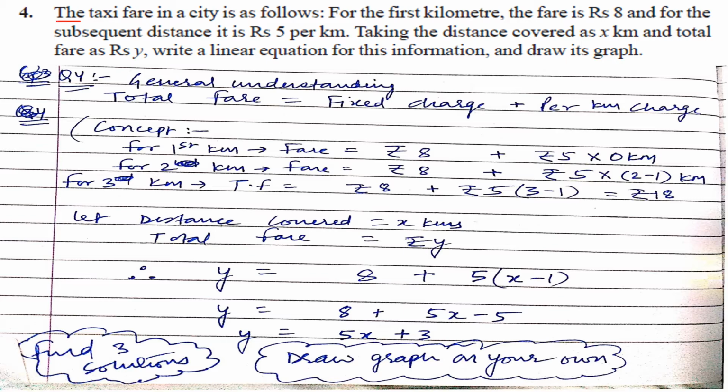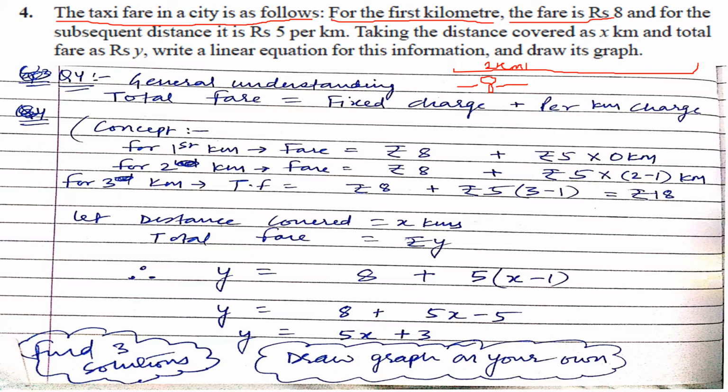The taxi fare in a city is as follows. For the first kilometer, the fare is rupees 8. So suppose a person is traveling a distance. In that distance, the first kilometer price is fixed. How much price? 8 rupees. So if a person goes by this taxi for the first kilometer, the price is fixed, that is 8 rupees.